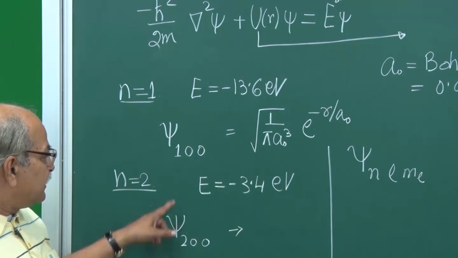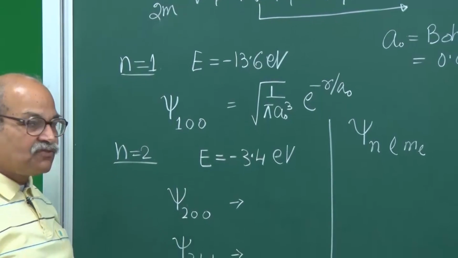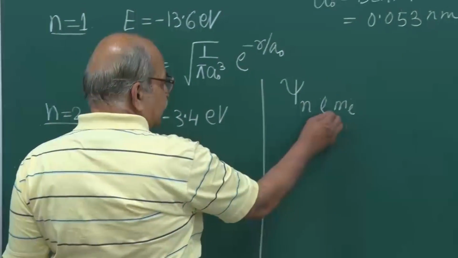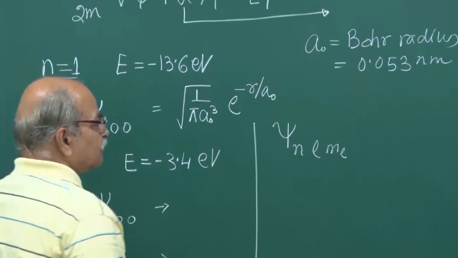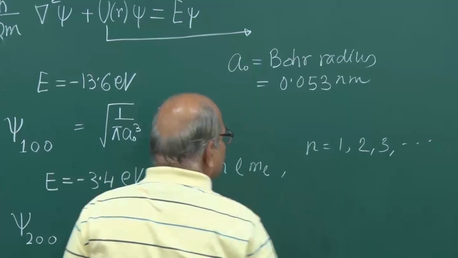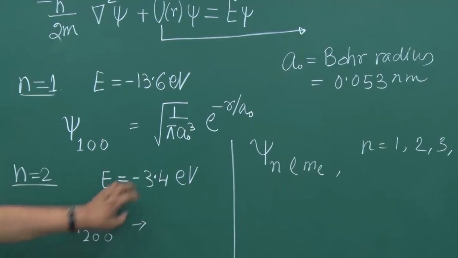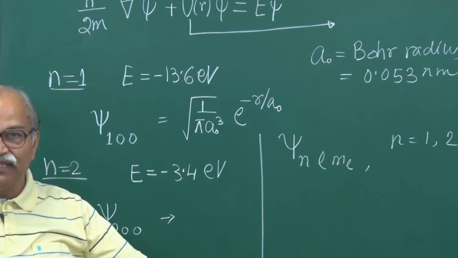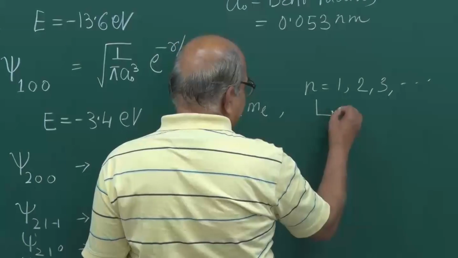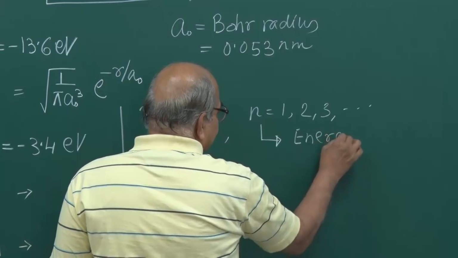So the first digit here is n. N is equal to 1, n is equal to 2, then n is equal to 3, and so on. So here n is 1, this is the energy, this is n equal to 2, this is the energy, n equal to 3, the energy will be minus 1.5 eV and so on. So that is n. You can say it is related to energy, at least in this case.